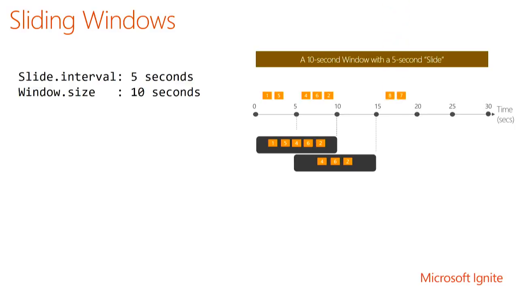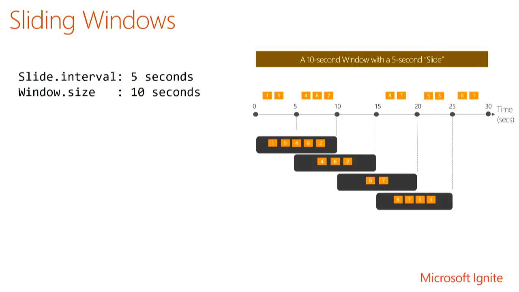Similarly, if 2 more events flow in from 15 to 20, then our window contains 10 seconds worth of data. In this case, it will go back from 20 to 10, and we'll just get back two results. And as you can see, this can just flow on from here.